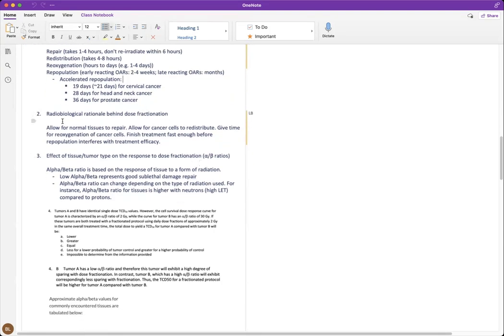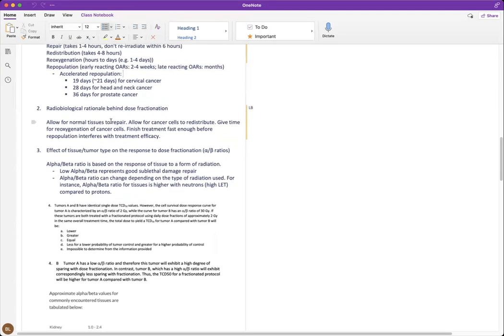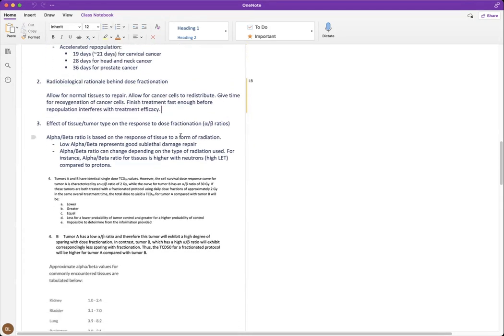What's the radiobiologic rationale behind dose fractionation? It allows normal tissues to repair, allows cancer cells to redistribute, and gives time for reoxygenation of cancer cells, and makes sure you finish treatment fast enough before repopulation interferes with how effective the treatment will be.